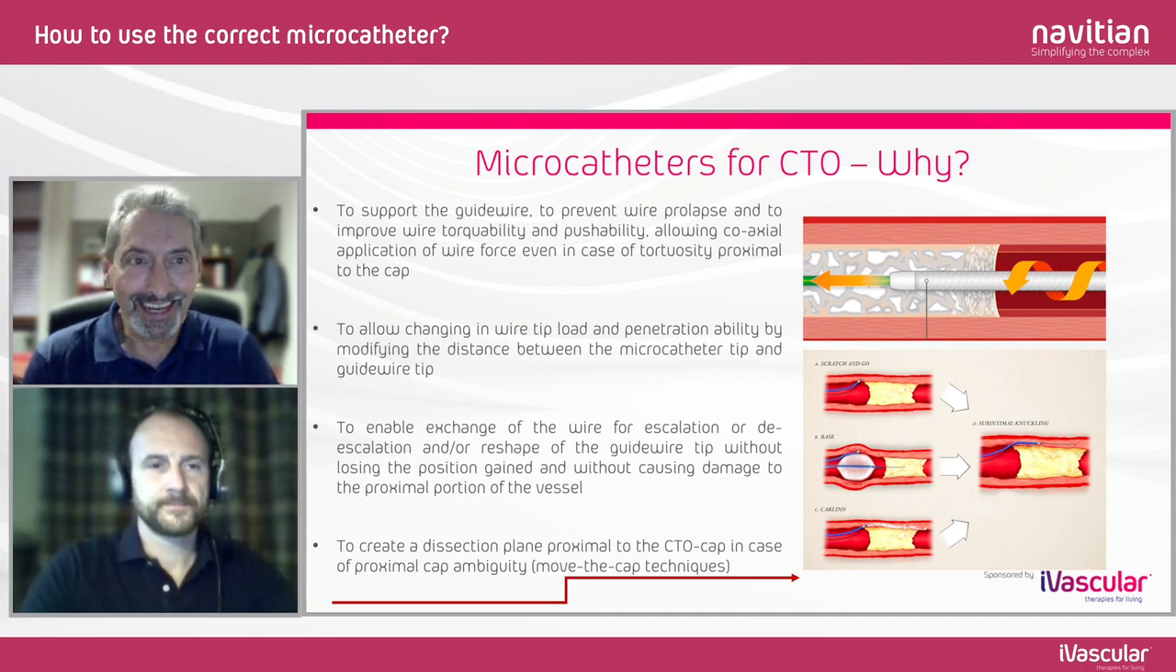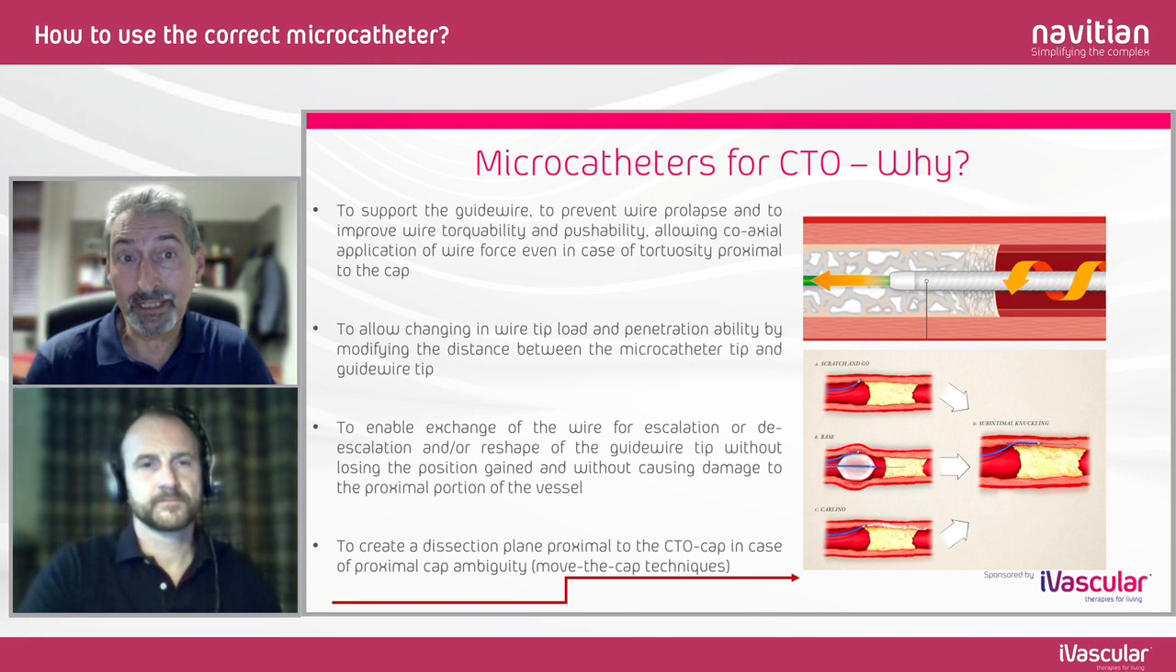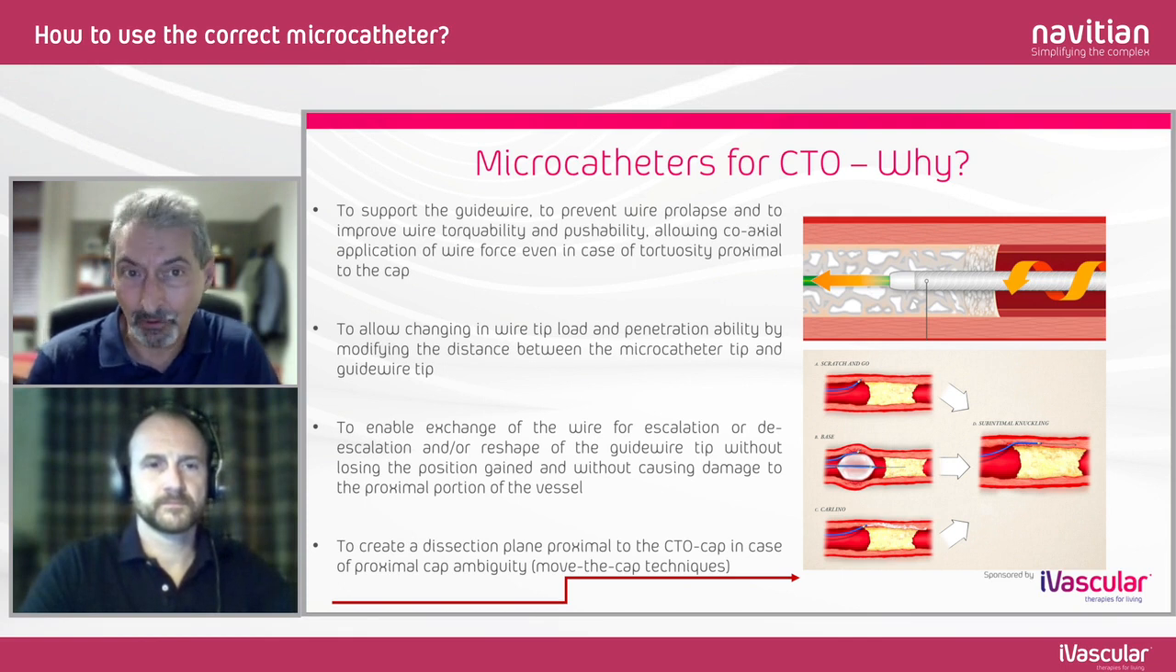Why? I think advancing a microcatheter at a variable distance from the tip of the guide wire fine-tunes the strength of the tip of the guide wire, avoids prolapse along the guiding catheter and in the proximal segment of the artery, and you avoid losing strength due to tortuosity. It also improves the torqueability and the tactile feeling that you get from your wire when it touches and enters the occlusion.